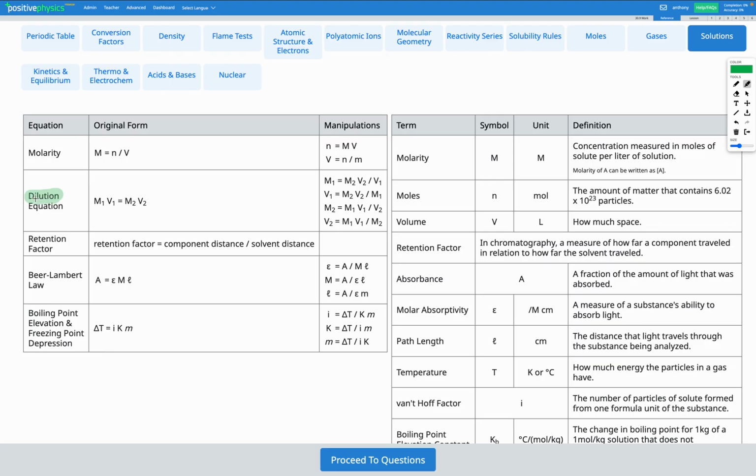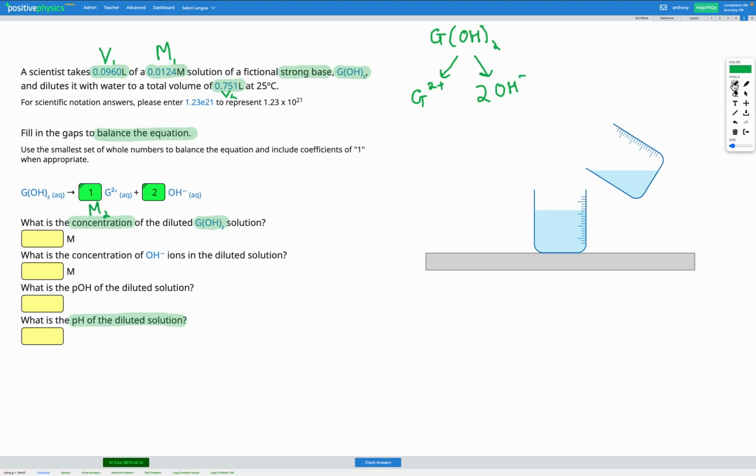Here's our dilution equation. M1 times V1 equals M2 times V2. So we've got our molarity at the beginning times our volume at the beginning is equal to our molarity at the end times our volume at the end. We're trying to find M2, the molarity at the end. So I'm going to divide both sides by V2 so that will cancel out on my right hand side, leaving me with M2 is equal to M1 times V1 over V2.